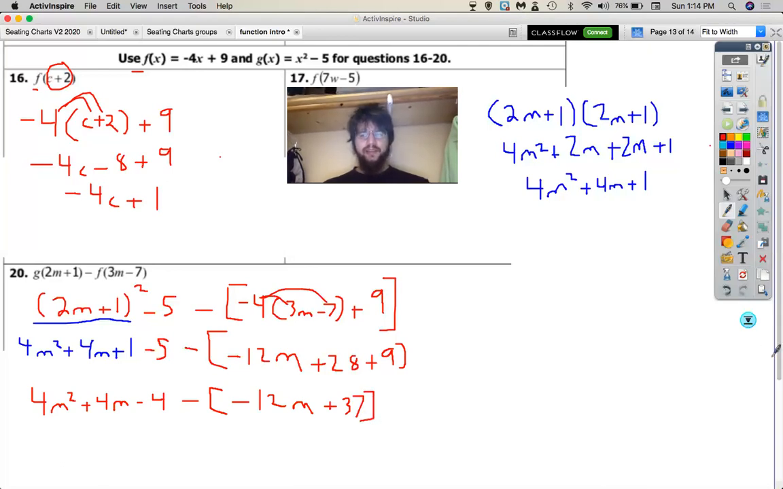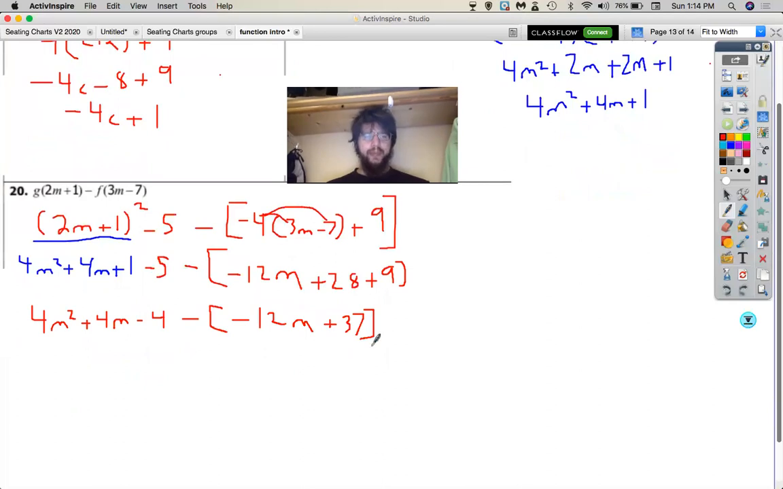So take this step by step here. It's a long one. Let's distribute that negative. So 4m squared plus 4m minus 4. And all this negative is going to do is change the signs. Plus 12m and minus 37.